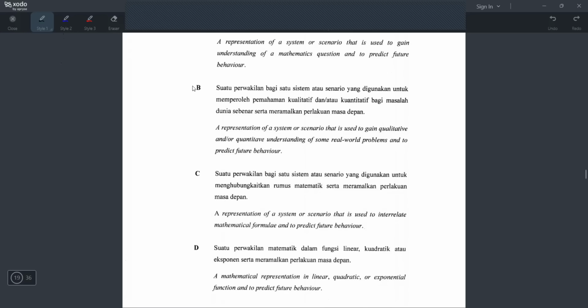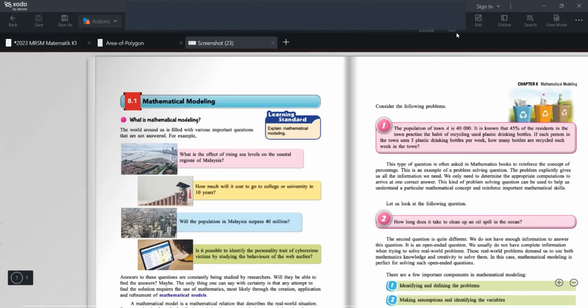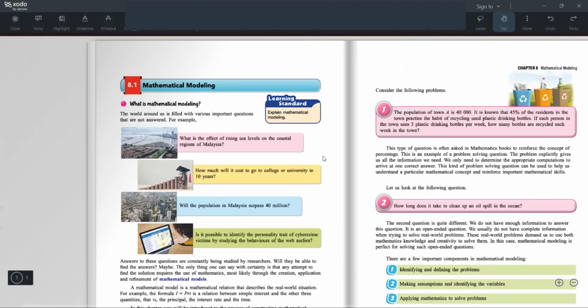Okay, I'll tell you the answer. The answer is B, because of this keyword, qualitative and quantitative. Let me explain why. You can refer to your textbook. So I will open up a textbook page for you now. All right, I'm showing you here. This is the textbook page.